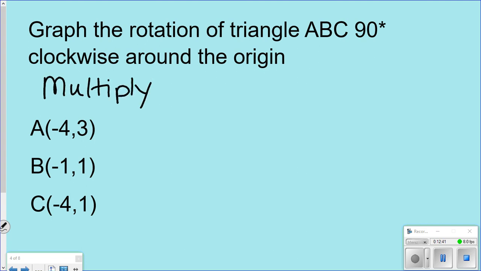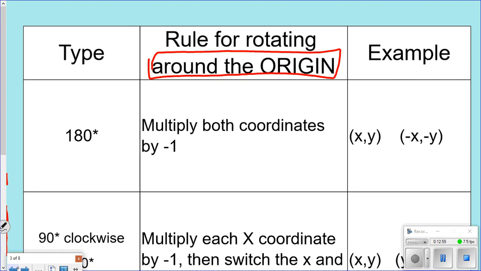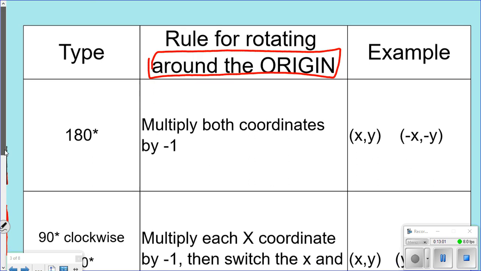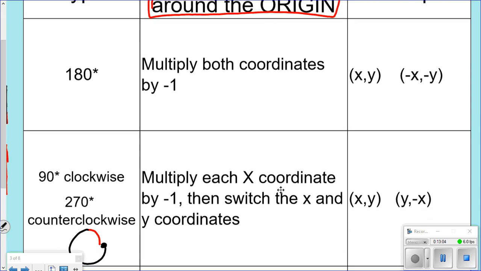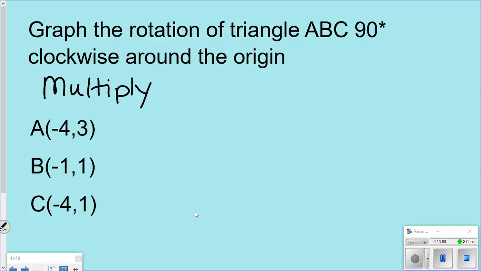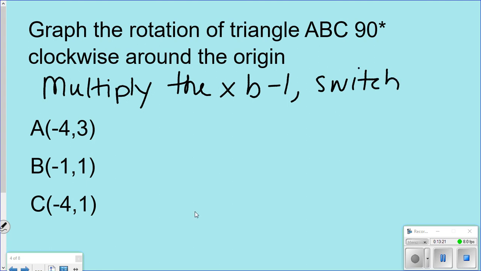I'm pretty sure it's multiply something by -1. Guys, I don't have it memorized either, so what is it? Multiply what? Both? By -1? 90 clockwise, right? Multiply each x coordinate by -1, then switch. Is this what it is right here? Multiply each x by -1, then switch the x and the y. Okay, so multiply the x coordinate by -1, and then switch.